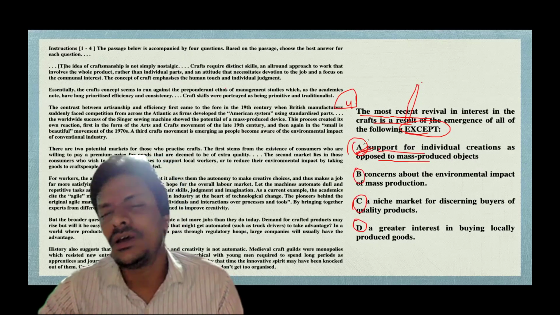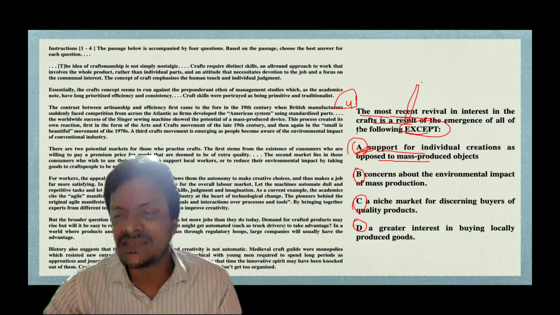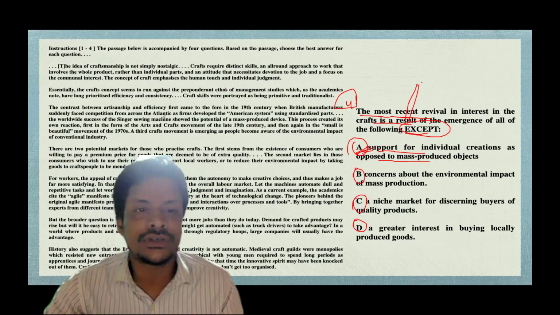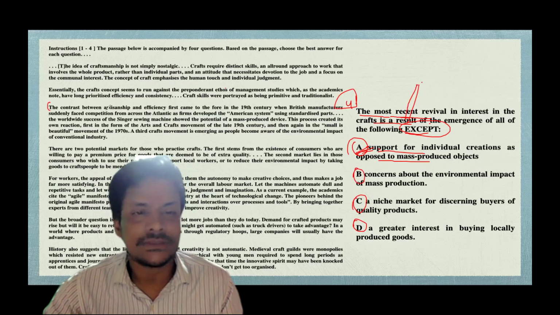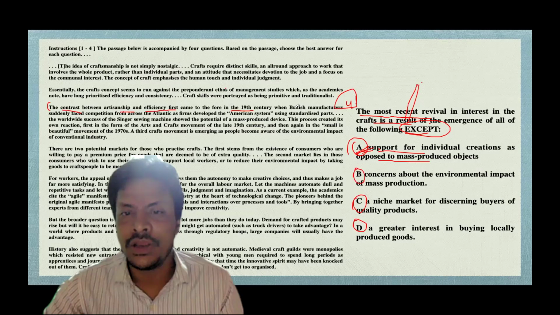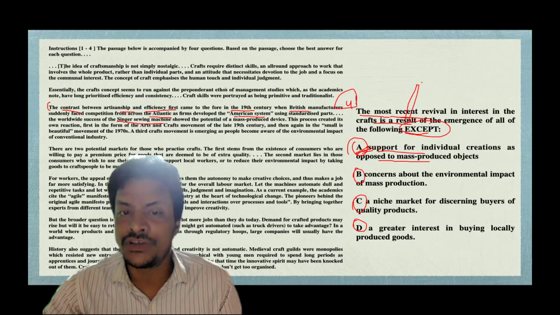Now, understand whether this particular statement is stated in the passage or not. No, the passage does not say the new revival is because of supporting what? Supporting individuality against mass production, right? So the passage actually talks about what? Look at the third paragraph where it is stated, "The contrast between artisanship and efficiency first came to the fore in the 19th century when British manufacturers suddenly faced competition from across the Atlantic as firms developed the American system using standardized parts. So the worldwide success of the single sewing machine showed the potential of a mass-produced device."